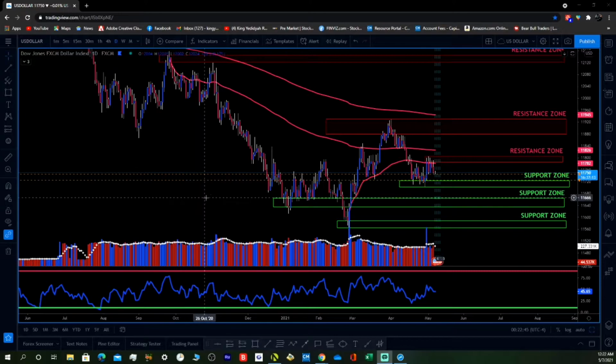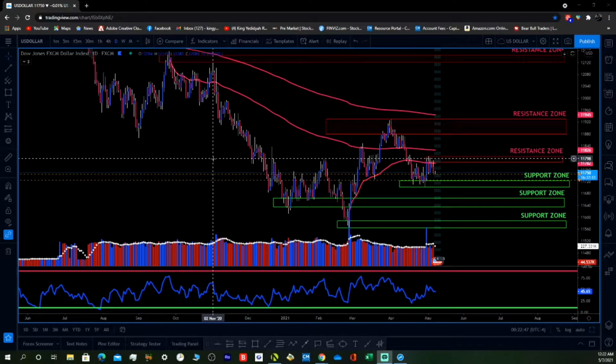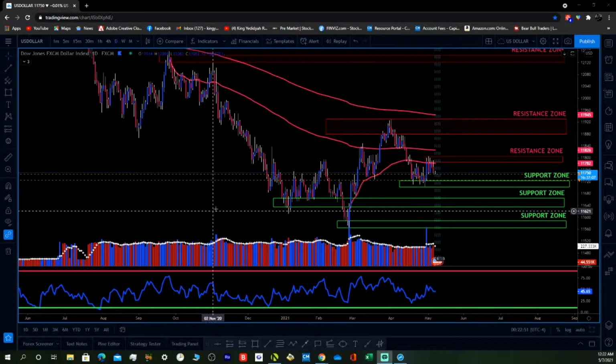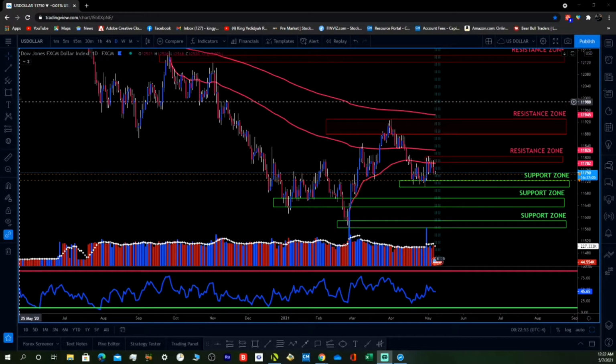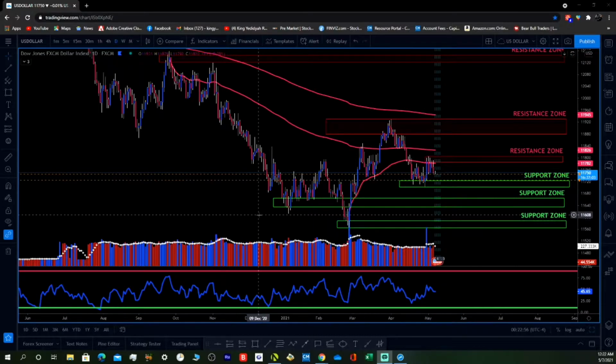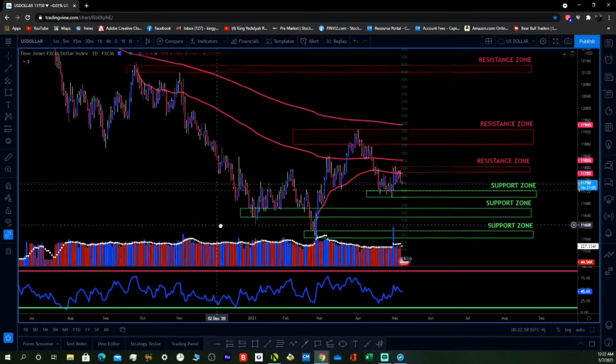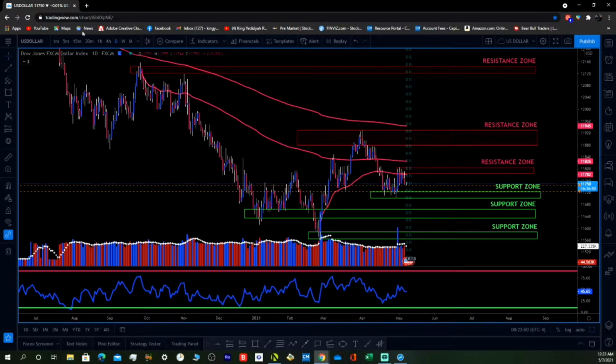I'm gonna do a little live trade recap or review of a live trade on USD Swiss. So first, I'm gonna start off with the US dollar chart. This is the daily chart right now.